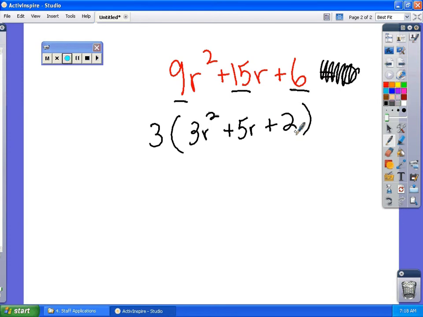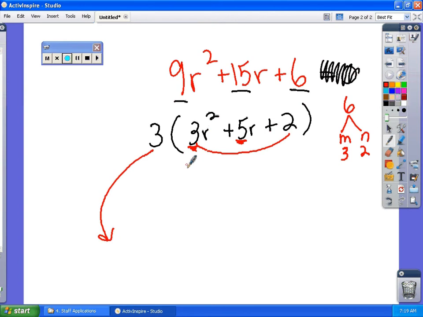This makes my next kind of factoring a lot easier, because instead of multiplying 9 times 6, I'm just multiplying 3 times 2. The way I factor trinomials with a coefficient greater than 1 is to multiply 3 and 2. I'm looking for the two numbers that multiply to 6 but add to the middle term, 5. That would be 3 and 2. And again, I'm going to do exactly what I did in the last problem. I'm going to keep my 3 out on the side so I won't forget about it. And I have 3r squared plus 3r plus 2r plus 2.